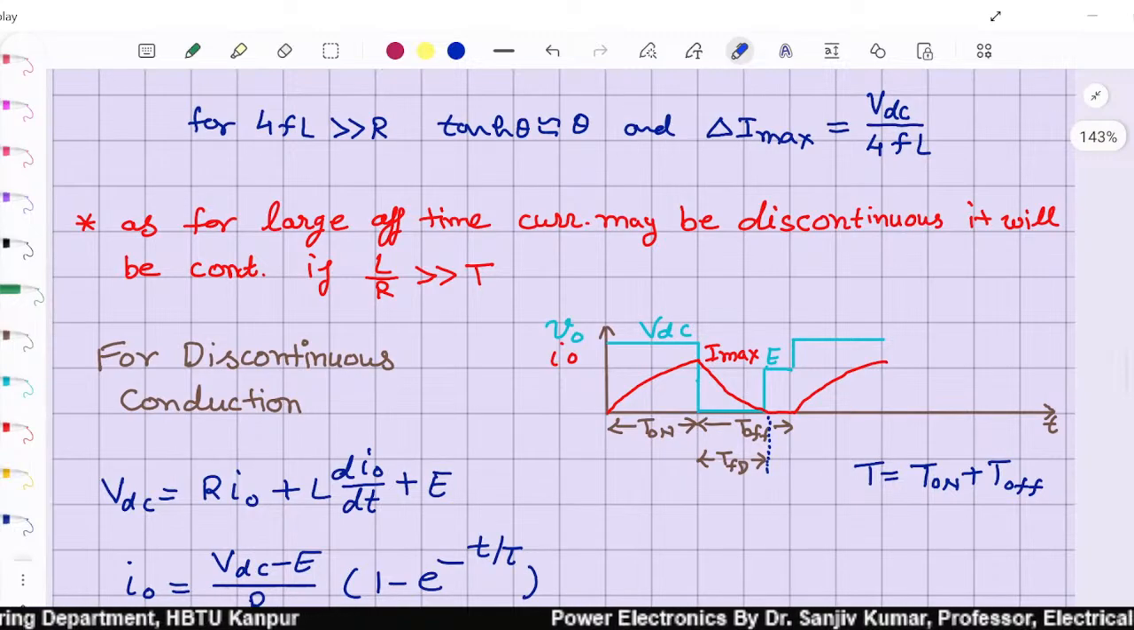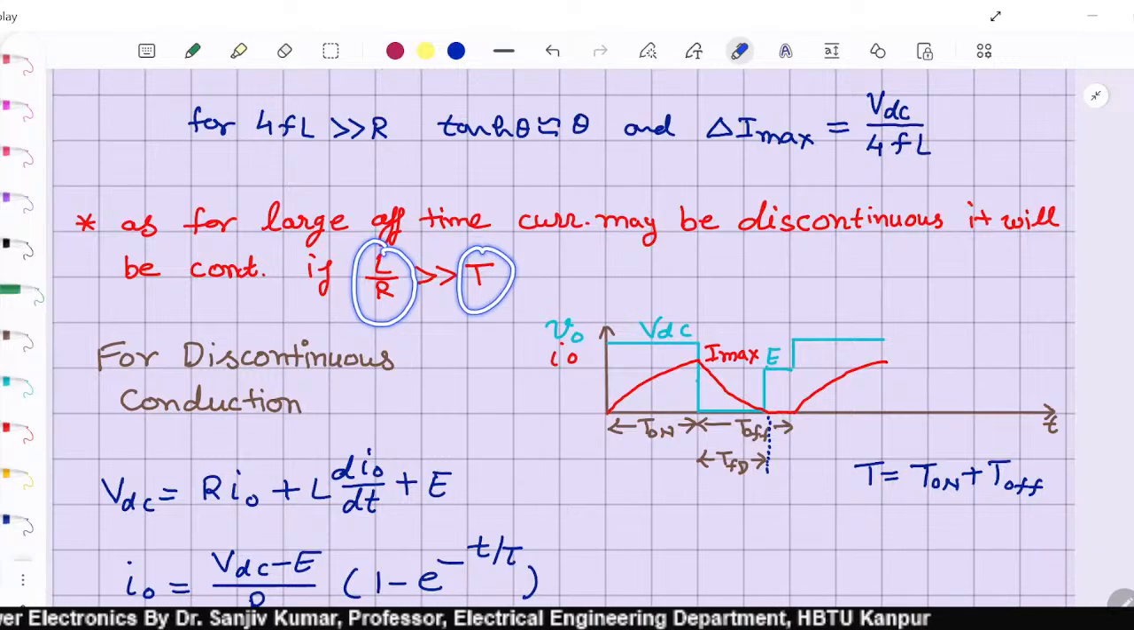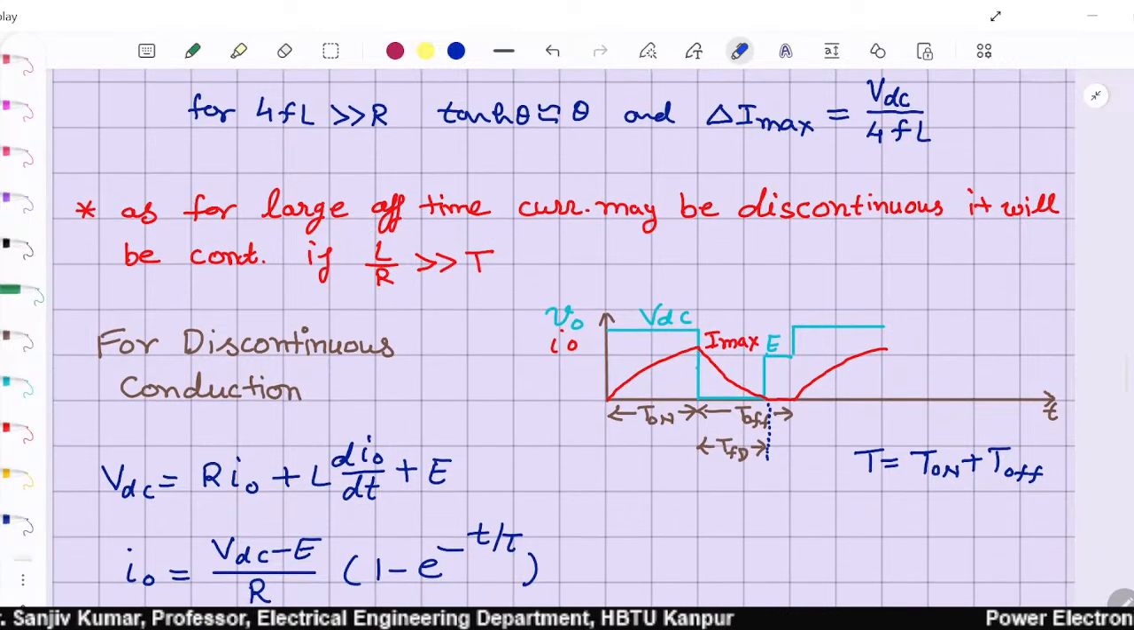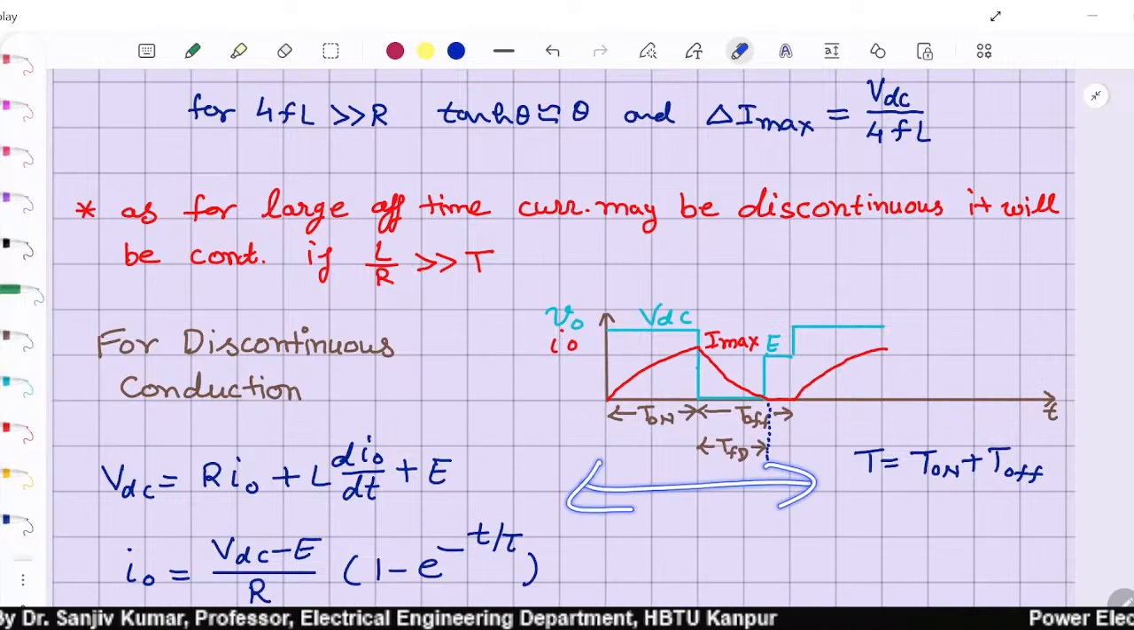Now if you want to make this constant, you have to make the motor time constant greater than the switching time period, right? This means that the total time must be greater than the time constant of the motor, that is L by R must be greater than this time, T on plus T off.